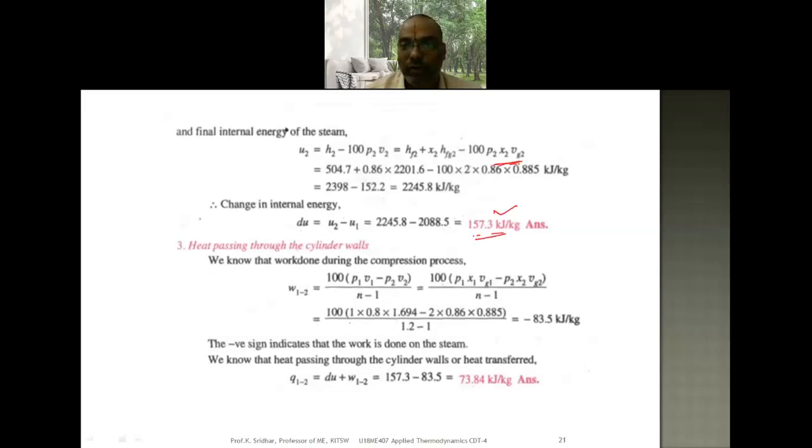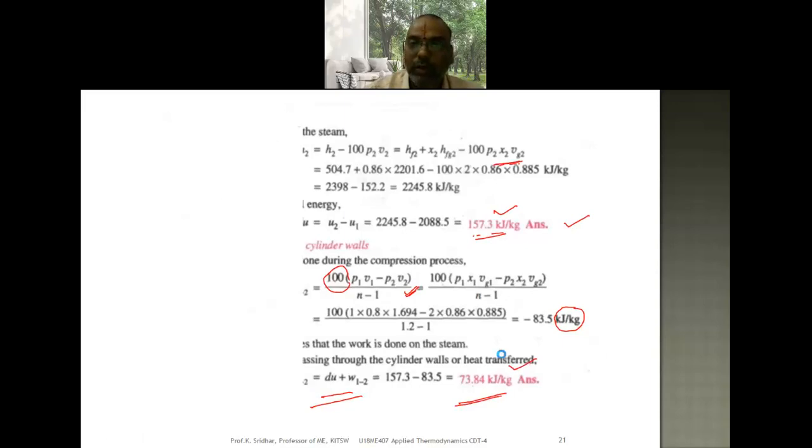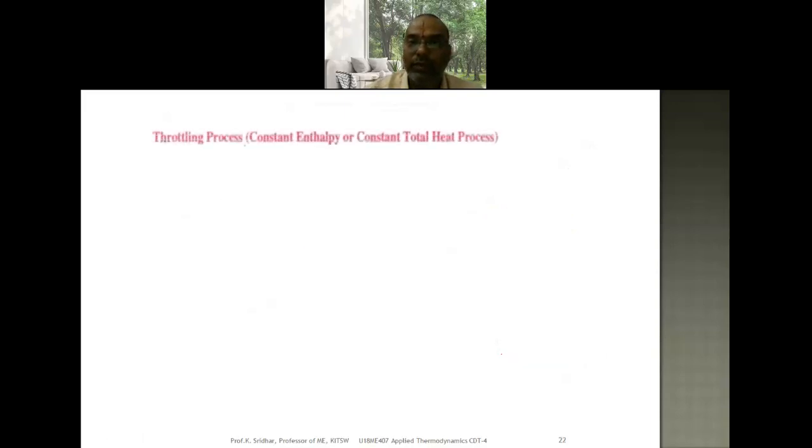Now similarly, find the value of the heat passing through the cylinder walls. From the first law of thermodynamics, delta Q is equal to du plus delta W. So du we have already found. Now let us find the value of delta W. Because we are taking kilojoules per kg, we are multiplying by 100. By doing this we find delta Q is equal to 73.84 kilojoules per kg.